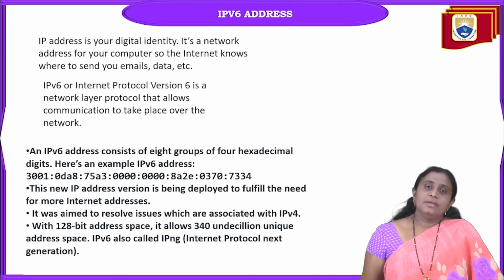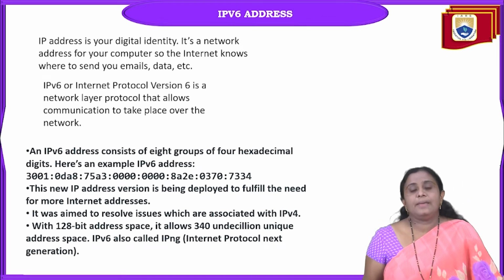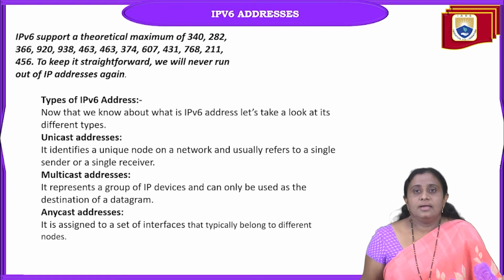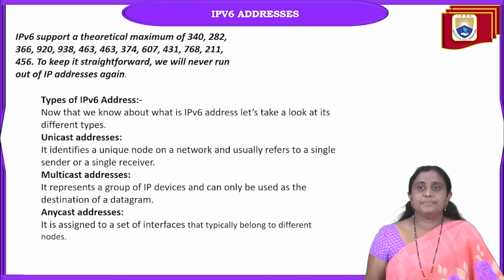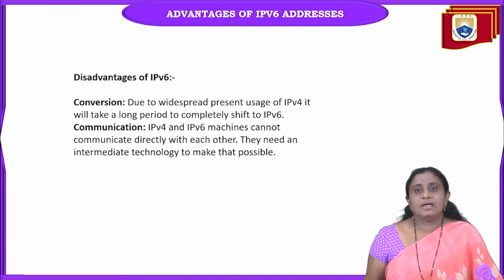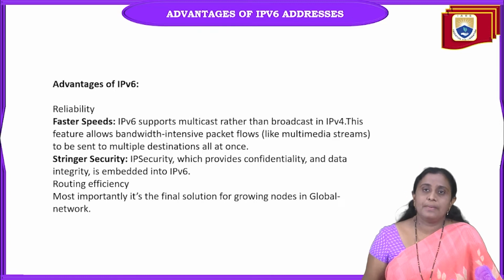And after that, the second part of the IP addresses, IPv6, and how many parts the IPv6 can be divided into, and how many types of IPv6 addresses there will be. There are three types, so we have to identify them. And what are the advantages of the IPv6 and what are the disadvantages of the IPv6.